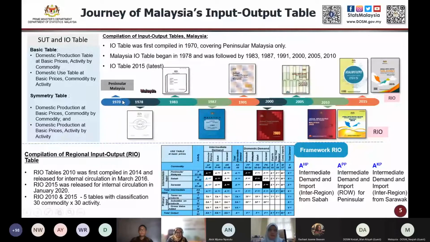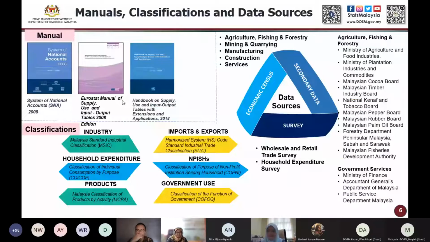Okay, in terms of manuals, classification and data sources, the concepts and definitions used for the compilation of the IO table are based on the System of National Accounts 2008. The compilation methodology is based on the Handbook on Supply, Use and Input-Output Tables with Extensions and Applications 2018. We also use the Eurostat Manual of Supply, Use and Input-Output Tables, 2008 edition.